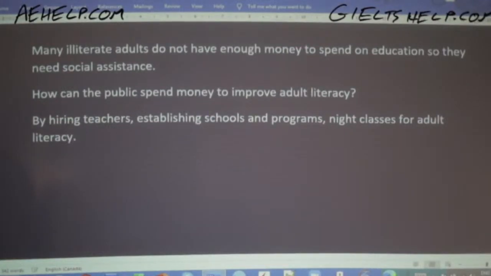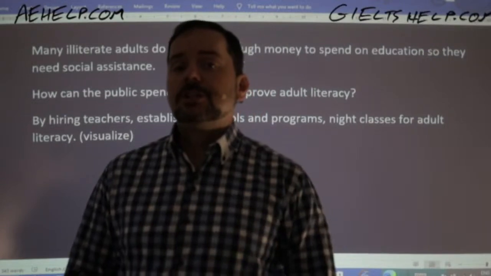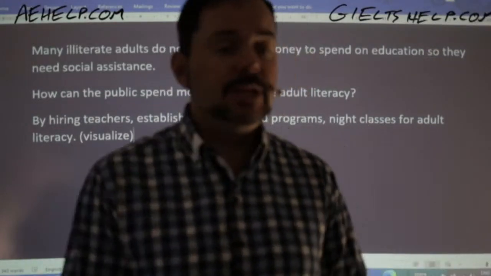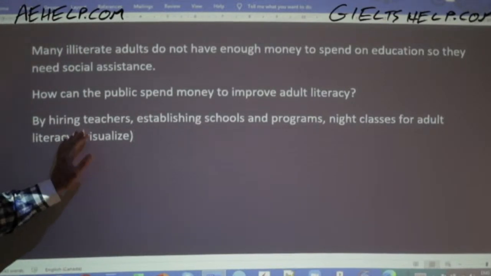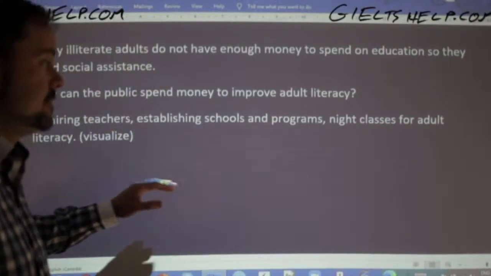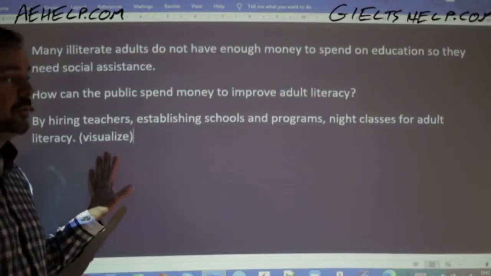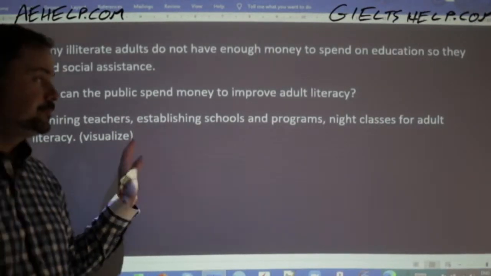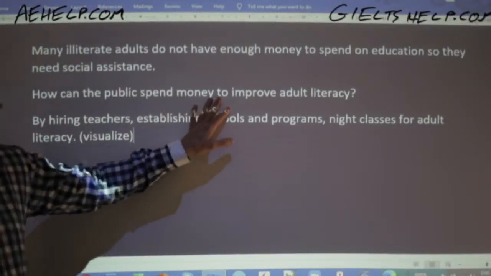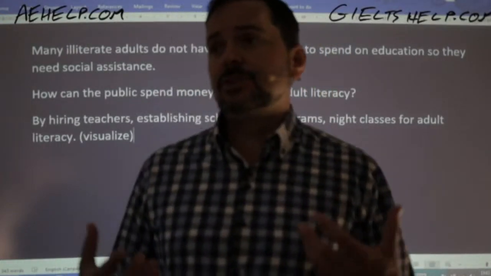Okay, so this is where you do a lot of visualization. So visualize how society can collect money from charities, how it can use this taxpayer money and establish different kinds of programs with teachers, with tutors, starting night classes for adults, for after work, so that they can improve their literacy. They can learn to read and write. Okay. So that's how this would happen. Okay. So now we have a fairly good idea of the topic.